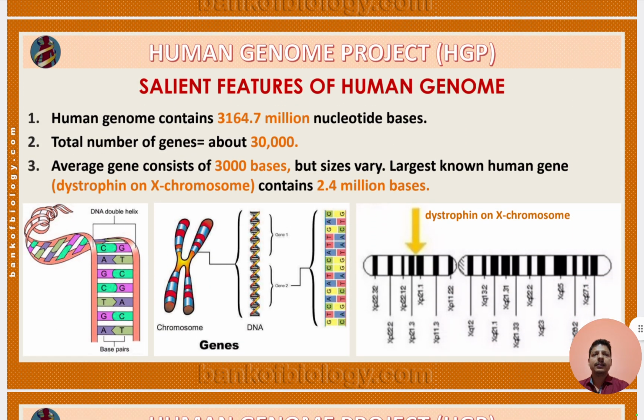Salient features. Human genome contains 3164.7 million nucleotide bases. Total number of genes is about 30,000. Every gene consists of about 3000 base pairs, but size varies. The largest known human gene is dystrophin on the X chromosome, containing 2.4 million base pairs.